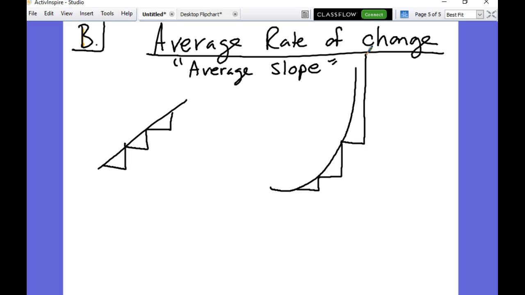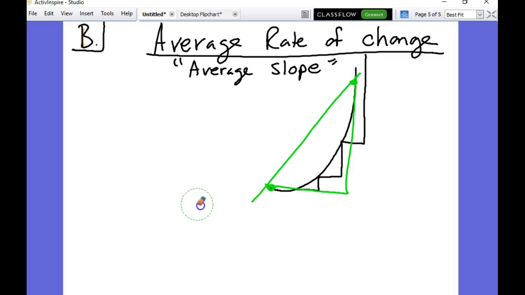But what you can do is find an average slope. An average slope is what you would get if you picked one point on your curve and another point on your curve, and just imagine a straight line connecting them, and you found that rise over run. And that tells you your average rate of change, your average slope. Okay?